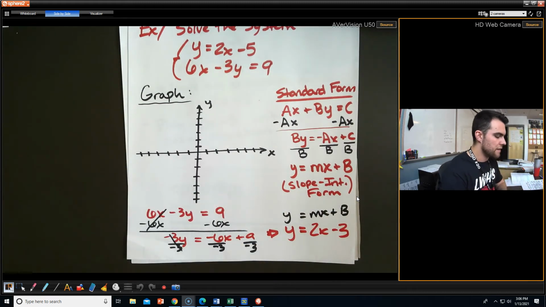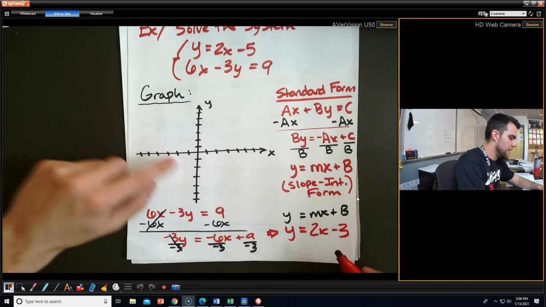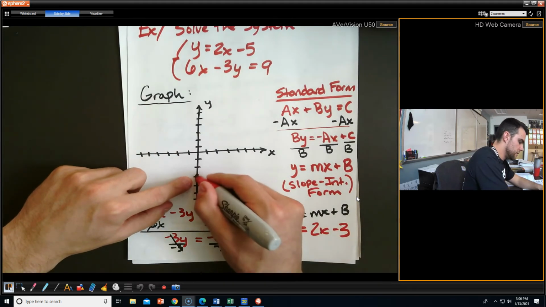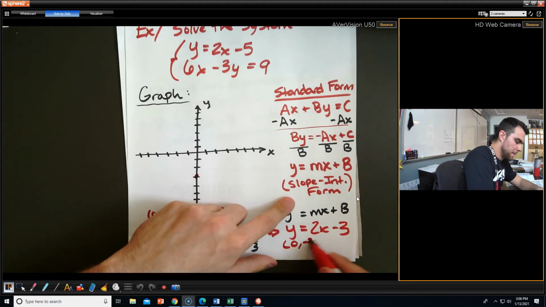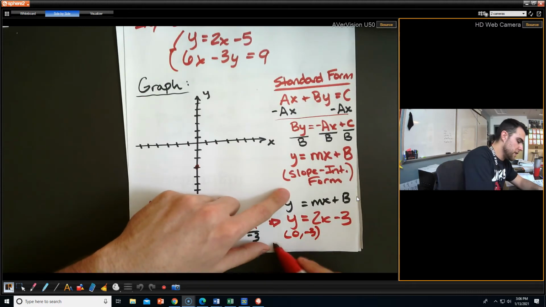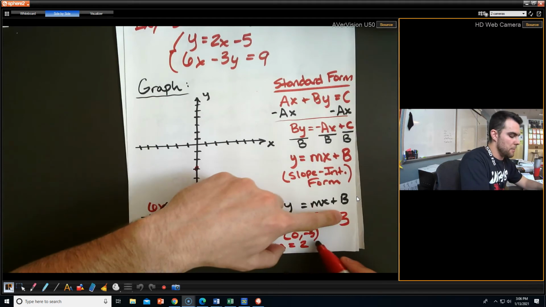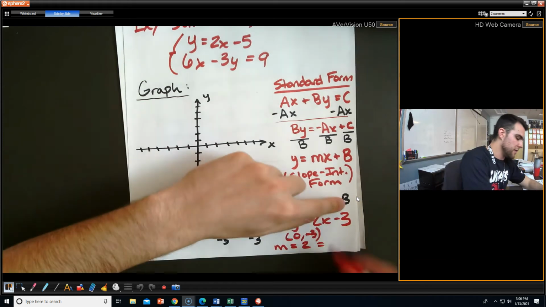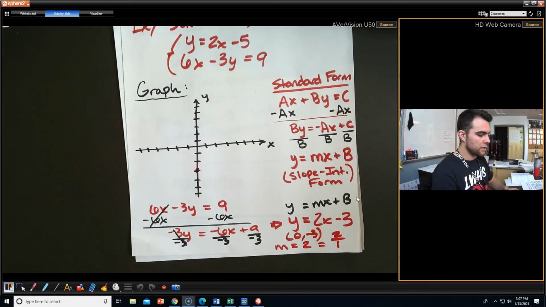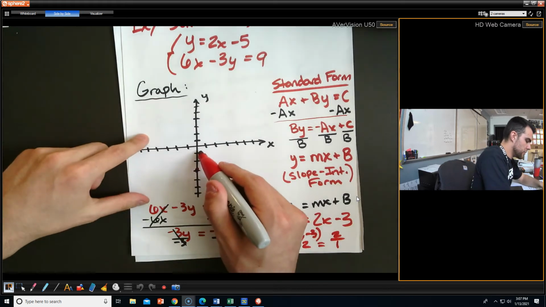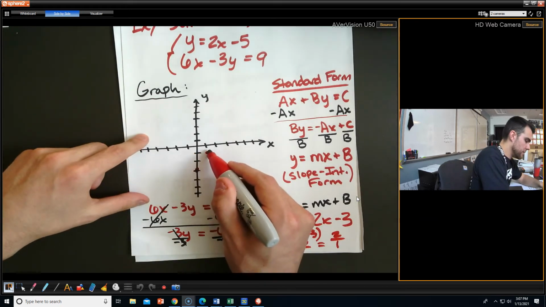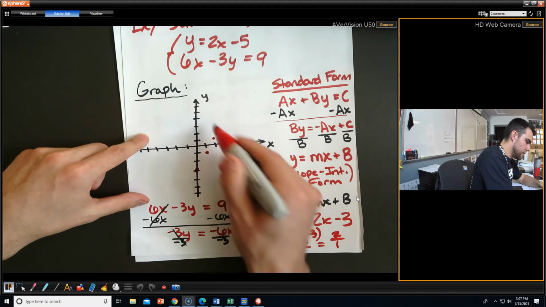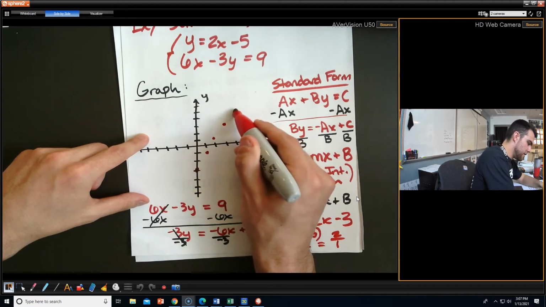Okay, so let's start graphing it. So first thing, I plot 0, b. So I'm going to plot 0, negative 3 for this equation. That's going to be my first point. Okay, I also know my slope is equal to 2, but I want to write that as a rise over run. So I know how much I'm rising and running, so I can write that as 2 over 1. Okay, so I'm going to rise up 2, and then I'm going to go to the right 1 because it's positive. Up 2, right 1, and keep doing that.